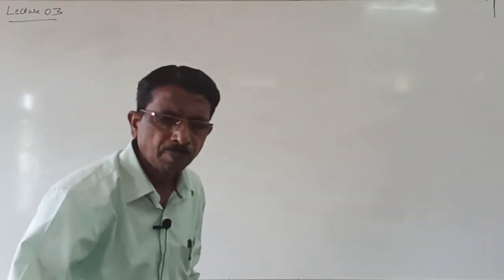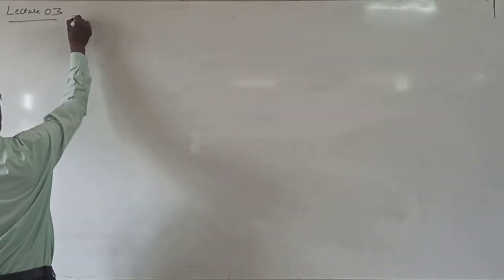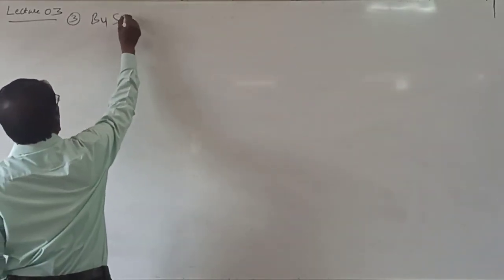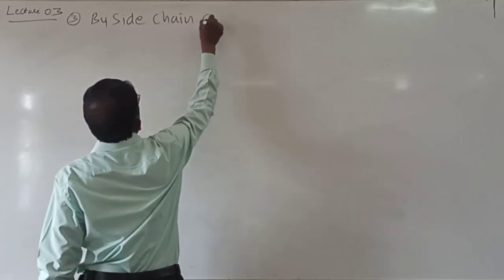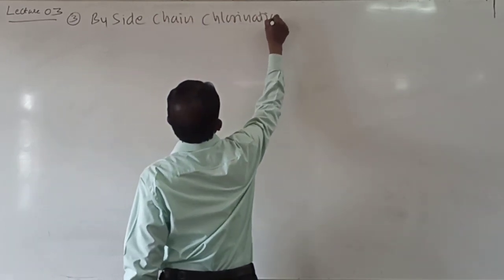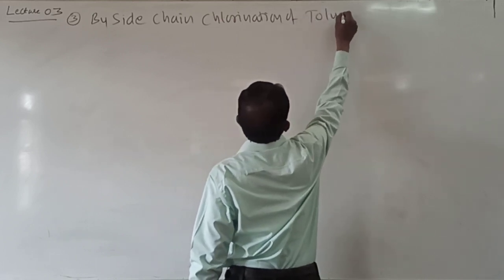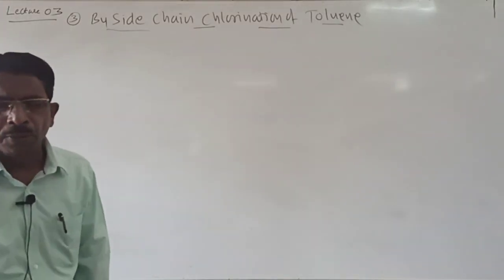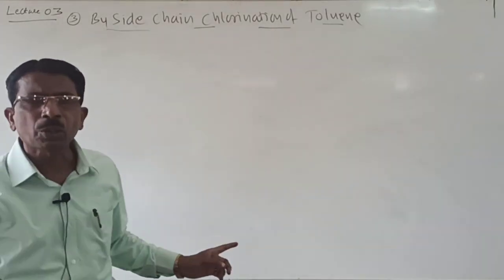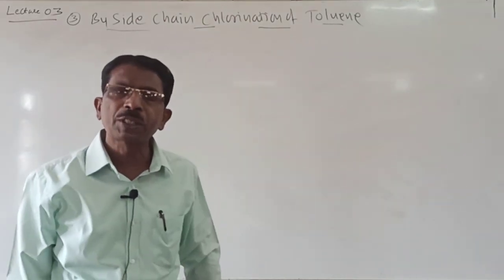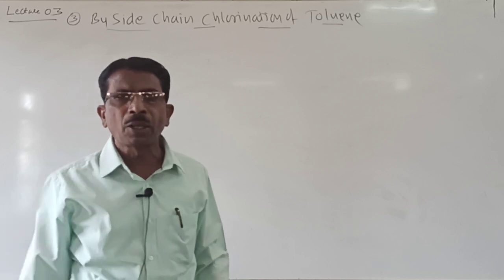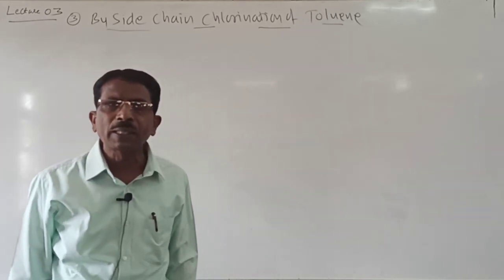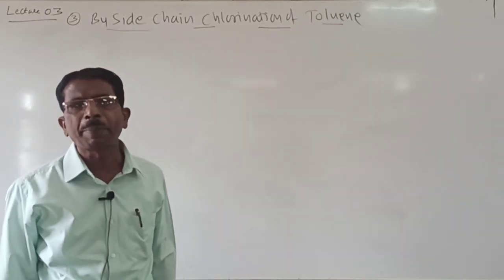Now, the third one, by side chain chlorination of toluene. Look here, students, when toluene is treated with chlorine in presence of sunlight, first it forms benzyl chloride, which further undergoes chlorination, forming benzal chloride, and after that it undergoes alkali hydrolysis, forming benzaldehyde.